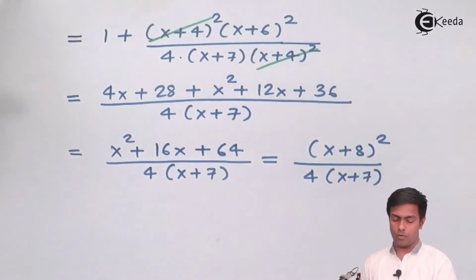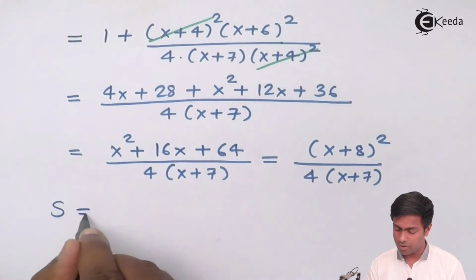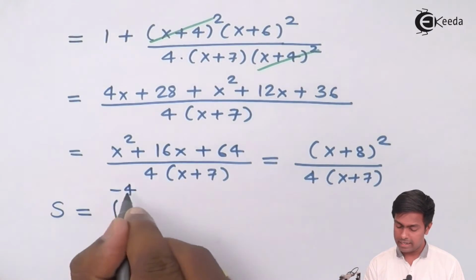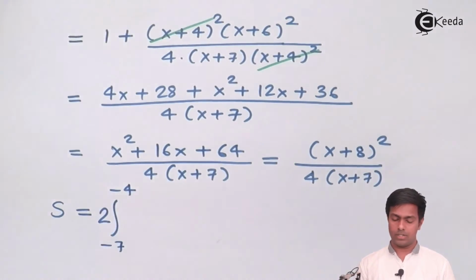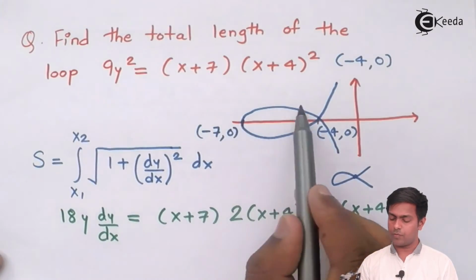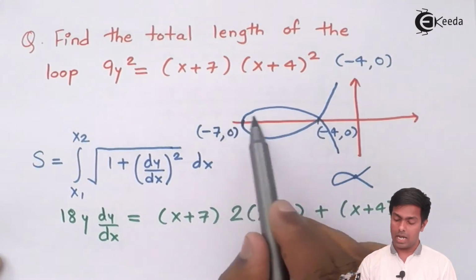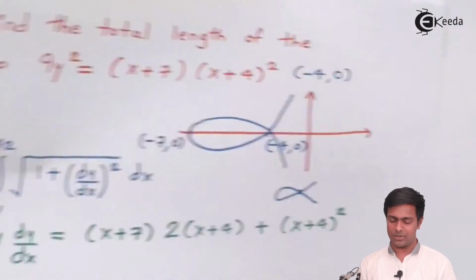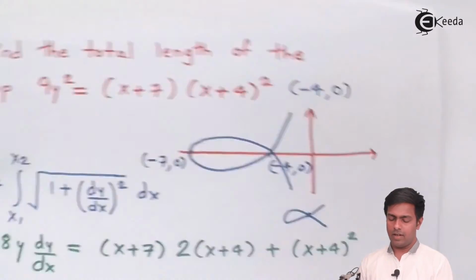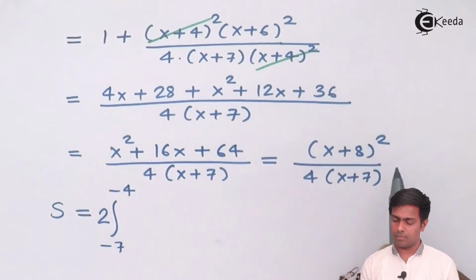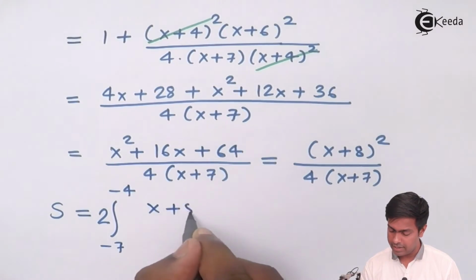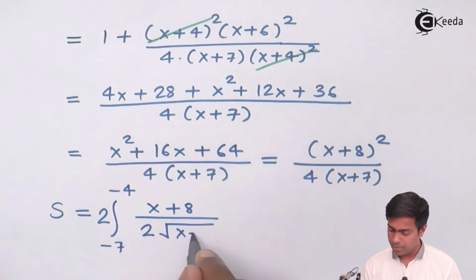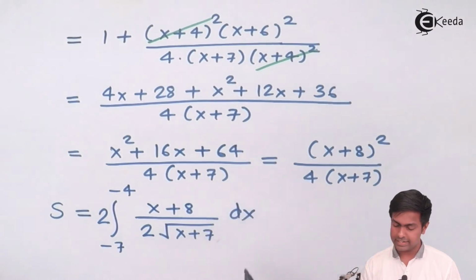So let's start. So for that I'll say the length of curve s is integration from -7 to -4, and guys, I'm making it 2 times because from -7 to -4 I'll get this upper curve, and if I want the length of complete loop, then I have to multiply it by 2. That is why I'm multiplying by 2. Next, we have to find out square root of this term. So root of this term is x plus 8 upon 2 into under root x plus 7 into dx.